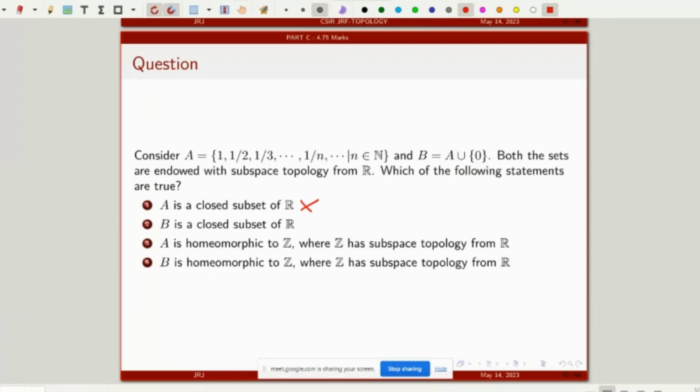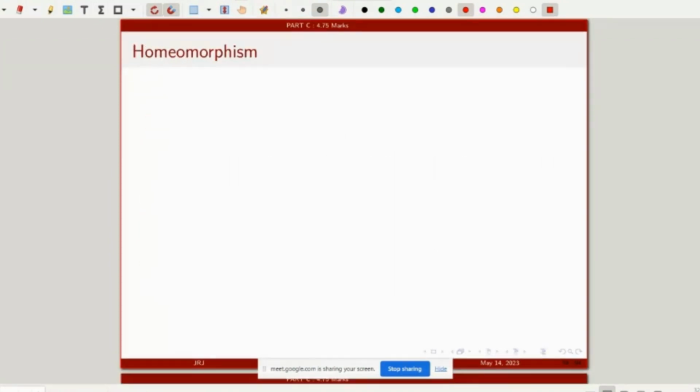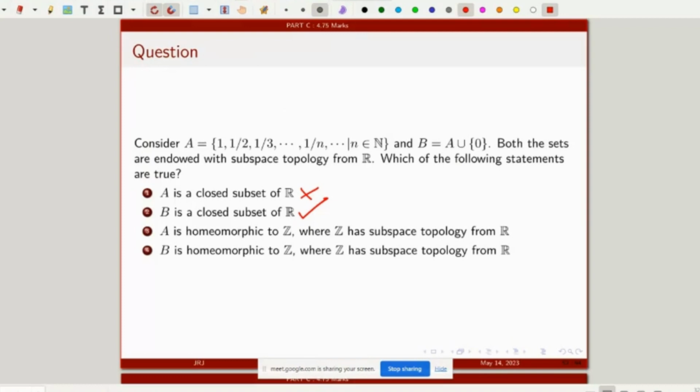Now what about option 3 and option 4? A is homeomorphic to Z, n going to 1 by n. Okay, a homeomorphism has to be both 1-1 and onto. So your idea is correct, but that is fine. Your option D is false.